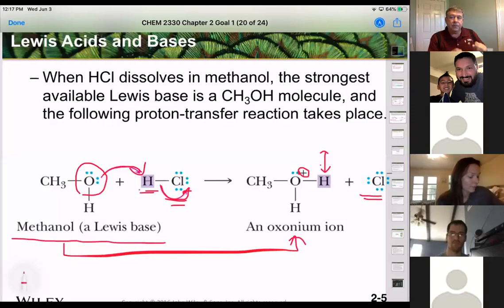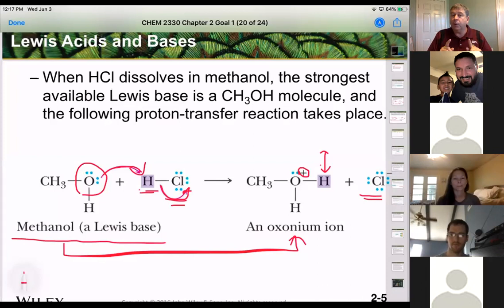Okay, sorry, missed a couple slides there, but we are still talking about Lewis acids and bases, and this is our goal number 1 of chapter 2. So thank you. I need to start writing that on a post-it note so I can see it before I start. Okay, so in this case, the first case was Arrhenius because we used water.